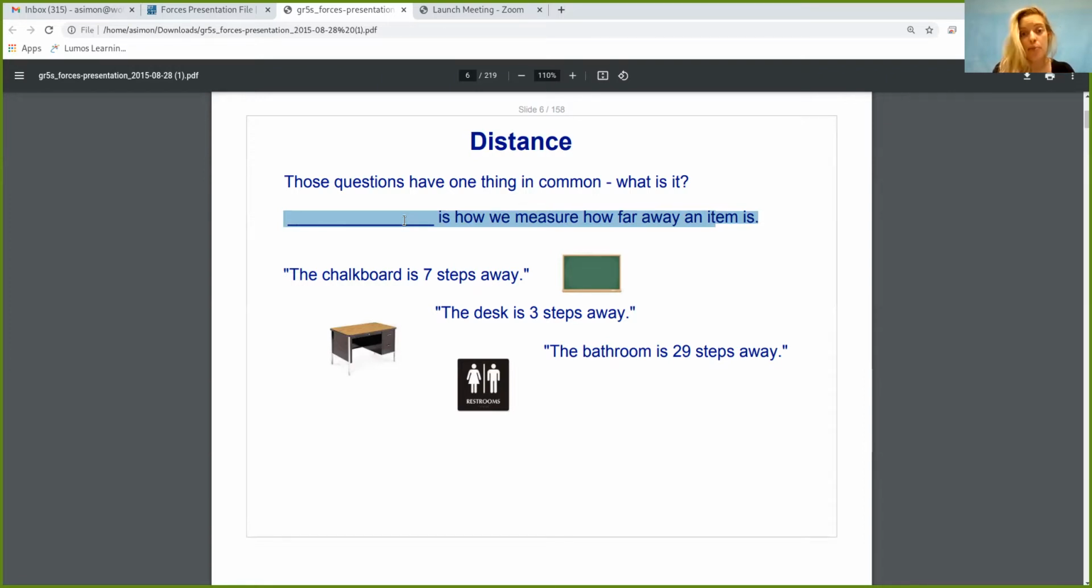So for example, the chalkboard is 7 steps away. It is how far away the chalkboard is, 7 steps. The distance to the chalkboard is 7 steps. The desk is 3 steps away. The distance to the desk is 3 steps. The distance to the bathroom is 29 steps. So again, distance is how we measure how far away an item is.